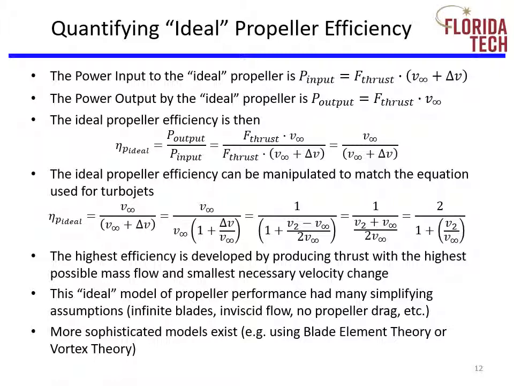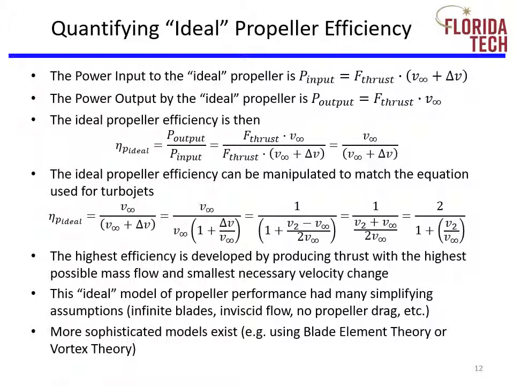The power input to the ideal propeller is given by the equation: P input is the thrust times the free stream velocity plus the incremental velocity delta V. The power output by the ideal propeller is: P output is the thrust times the free stream velocity V infinity. The ideal propeller efficiency is then the output power divided by the input power. And there's the equation which results in V infinity divided by V infinity plus delta V.